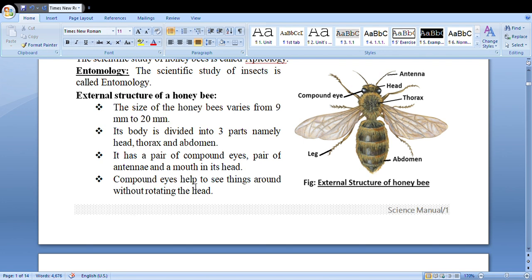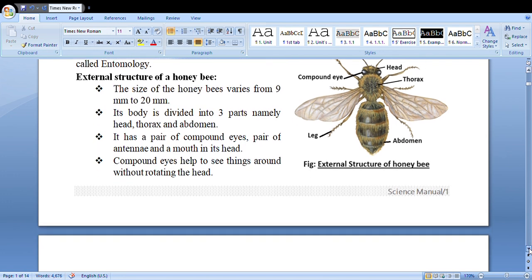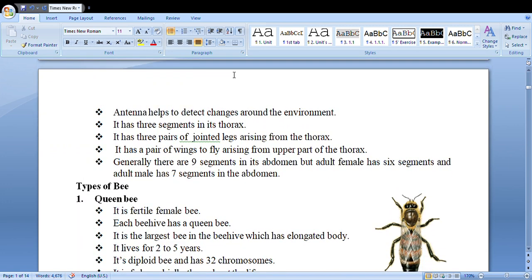Compound eyes help to see things around without rotating the head. It can see things around 360 degrees without rotating its head. Antennae help to detect changes in the environment. The antennae, which you can see here, are also present in the head and help to detect anything that goes on changing in the environment.